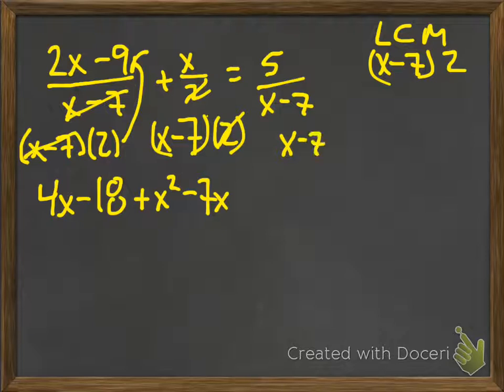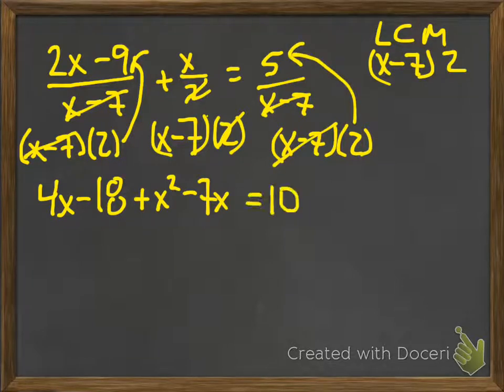Then I'm going to do, again, the x minus 7 times 2 to the last term. The x minus 7's cancel out, leaving me 5 times 2, which is 10. And again, this looks like a quadratic function. Combine my like terms, get the 10 over to the other side also, and when I do that, I will end up with x squared minus 3x minus 28 equals 0.